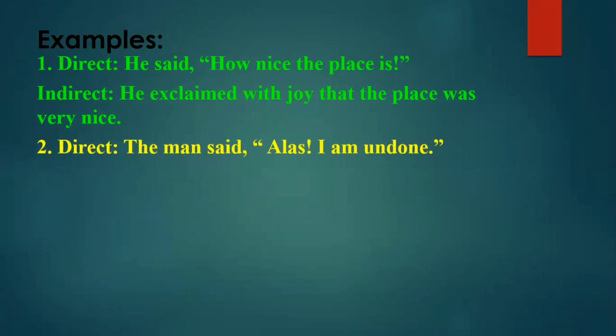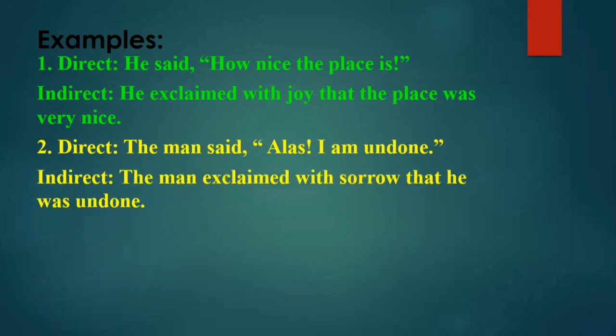Next one, the man said, "Alas, I am undone." Correct. So what will be the indirect form? Yes. The man exclaimed with sorrow that he was undone. Okay, dear learners, because it gives us the message of sorrow, that's why.